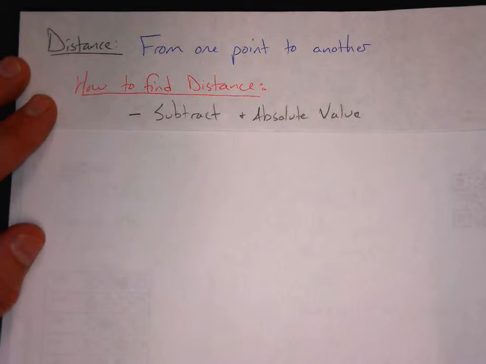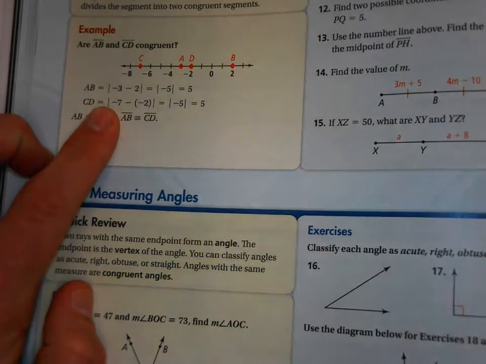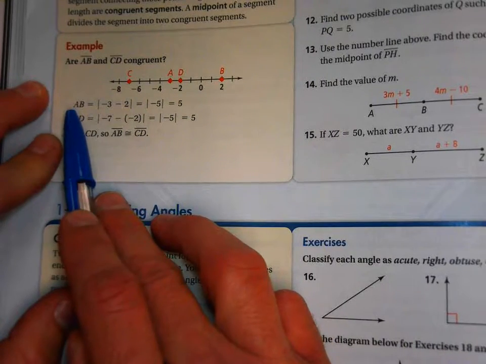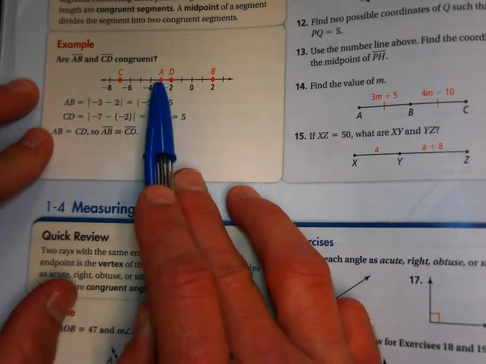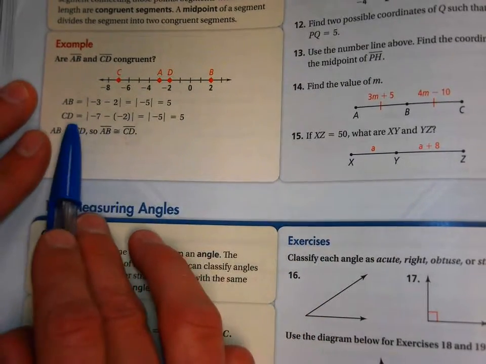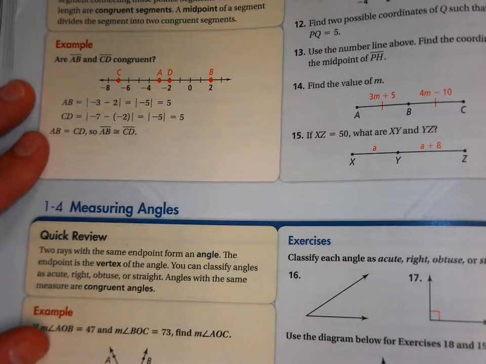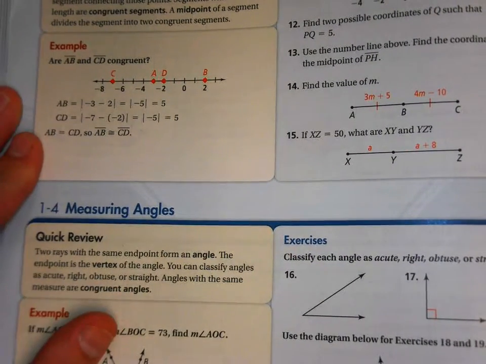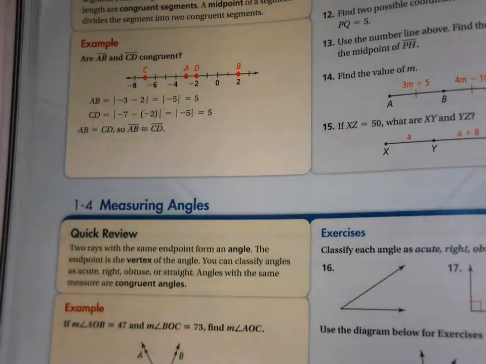Or count, right? Why not count? So if you look at this example, it's showing you absolute value. So why not count? How far is it from the coordinate A to coordinate B? Well, here's A, here's B. Let's count. 1, 2, 3, 4, 5. Oh, great. 5. And then how far is it from coordinate C to coordinate D? All right, here's C, here's D. Count. 1, 2, 3, 4, 5. Equal. Okay, so how do you find distance? You can subtract and you can use the absolute value, or you can count. So that's kind of the note.